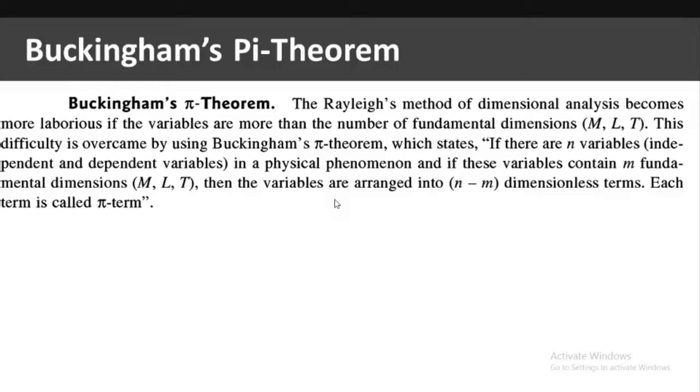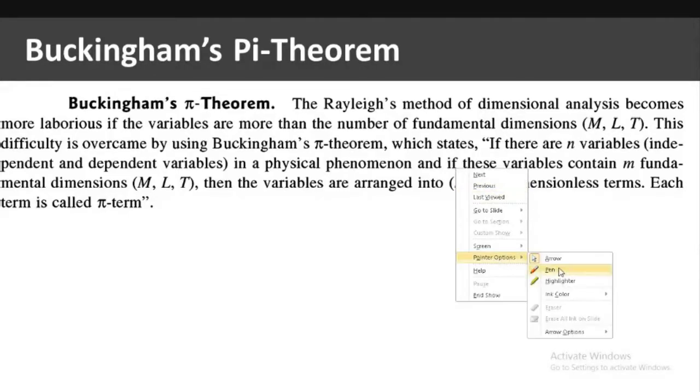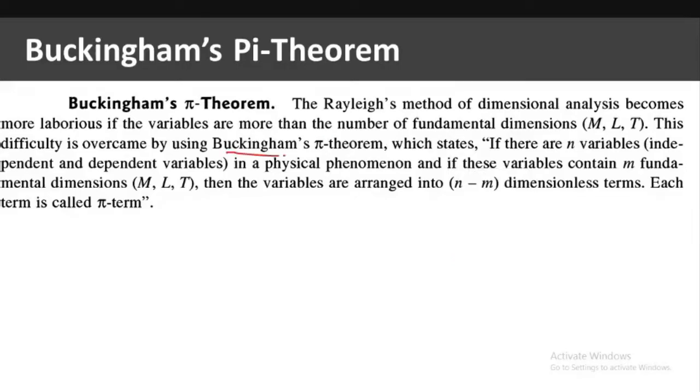Okay. So in dimensional analysis, we are going to first see the theorem which is called Buckingham's Phi theorem. So this Buckingham Phi theorem, you are supposed to remember the equation. It states that if there are n variables, which can be independent or dependent, anything, in a physical quantity or in a physical phenomenon.